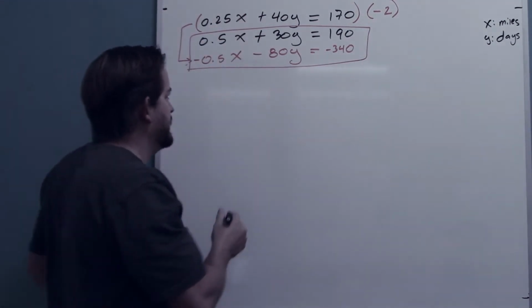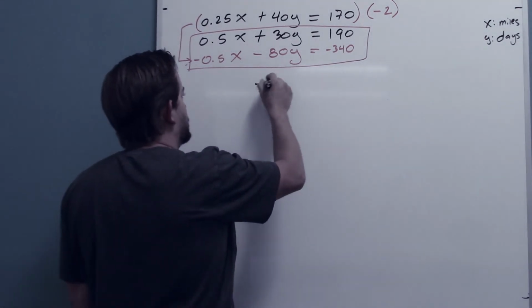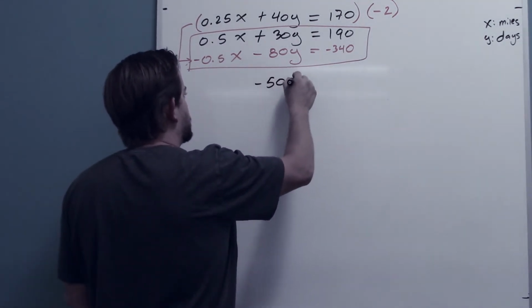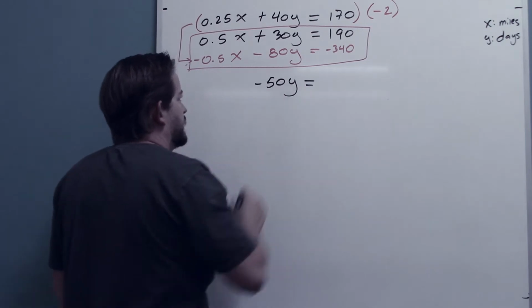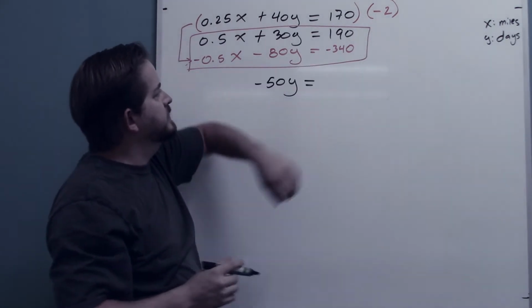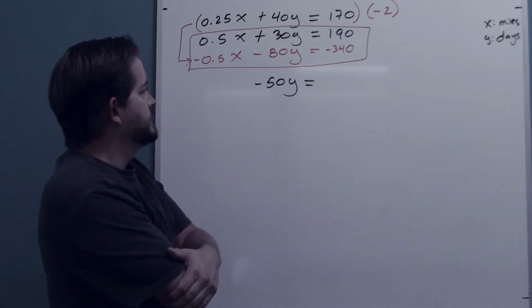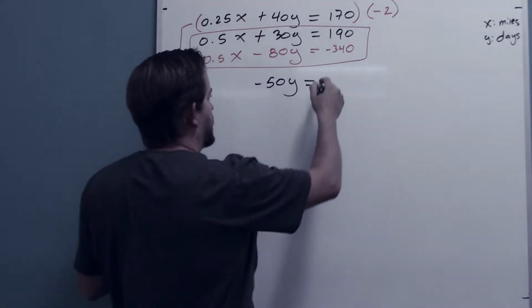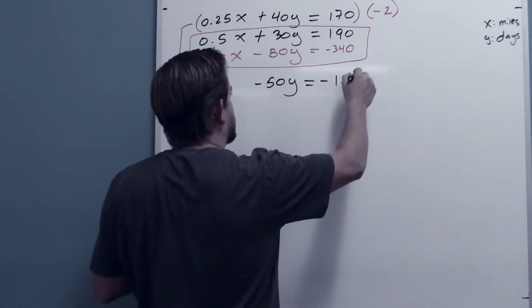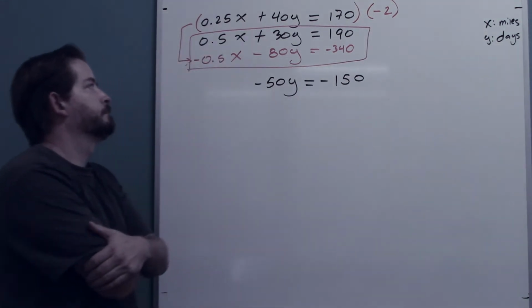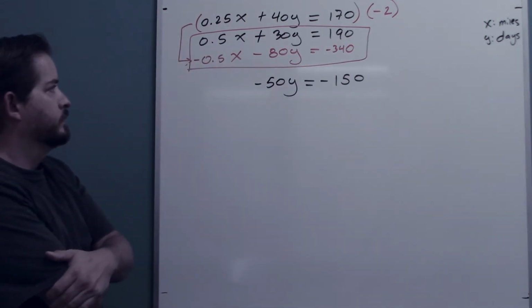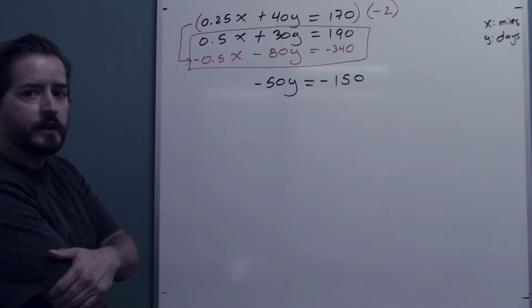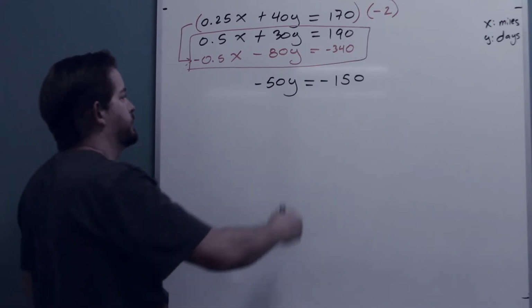30 minus 80 is -50y. And then 190 minus 340 is -150. And then I just divide each side by -50.